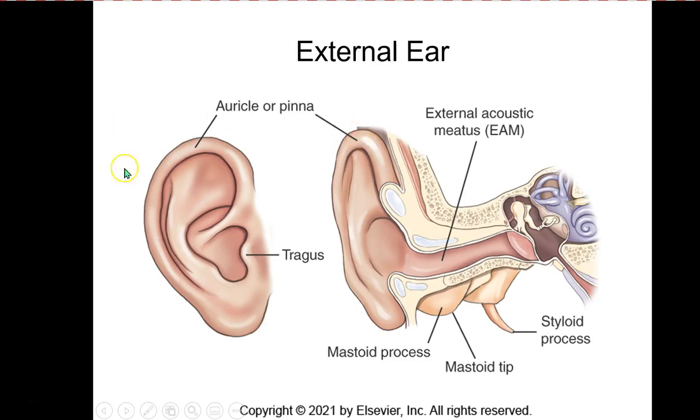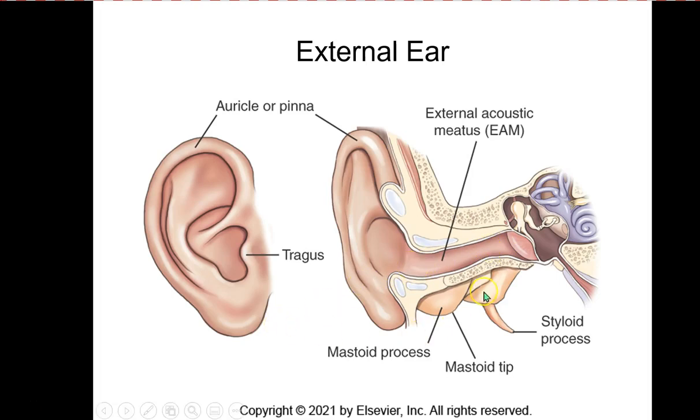The tragus is part of the external ear. The tragus is anterior to the EAM, and it acts as a partial shield to the ear opening. The EAM is the opening or the canal of the external ear, and certainly we're familiar with the EAM because we use it as part of our positioning. The external acoustic or auditory meatus is about 2.5 centimeters long, and it's about half comprised of bone and half comprised of cartilage.